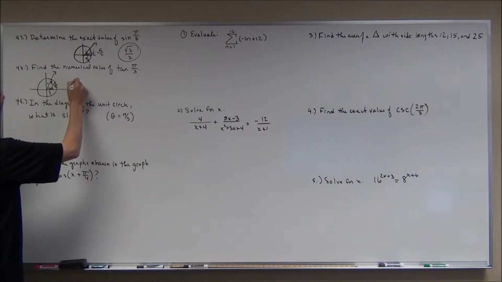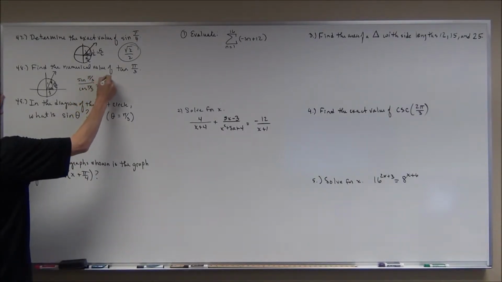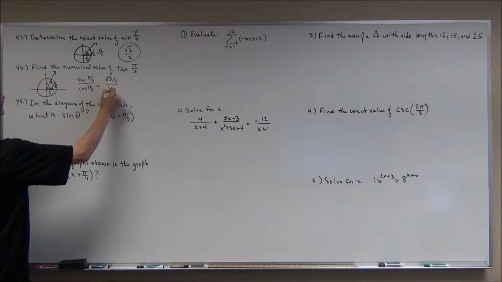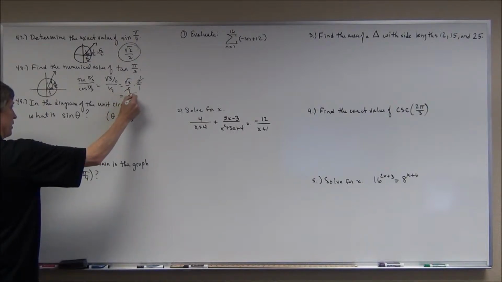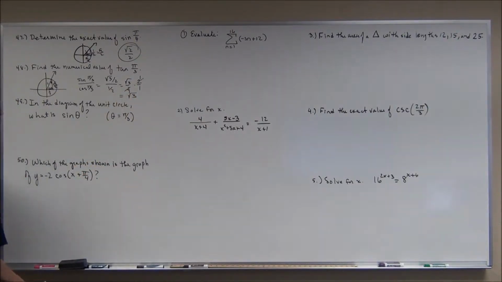Now you want the tangent, which is the sine of pi over 3 divided by the cosine of pi over 3. So this is the square root of 3 over 2 divided by a half, which is the square root of 3 over 2 times 2 over 1. And that's the square root of 3. Okay, if you know your sine and cosine of that angle, you're good to go.